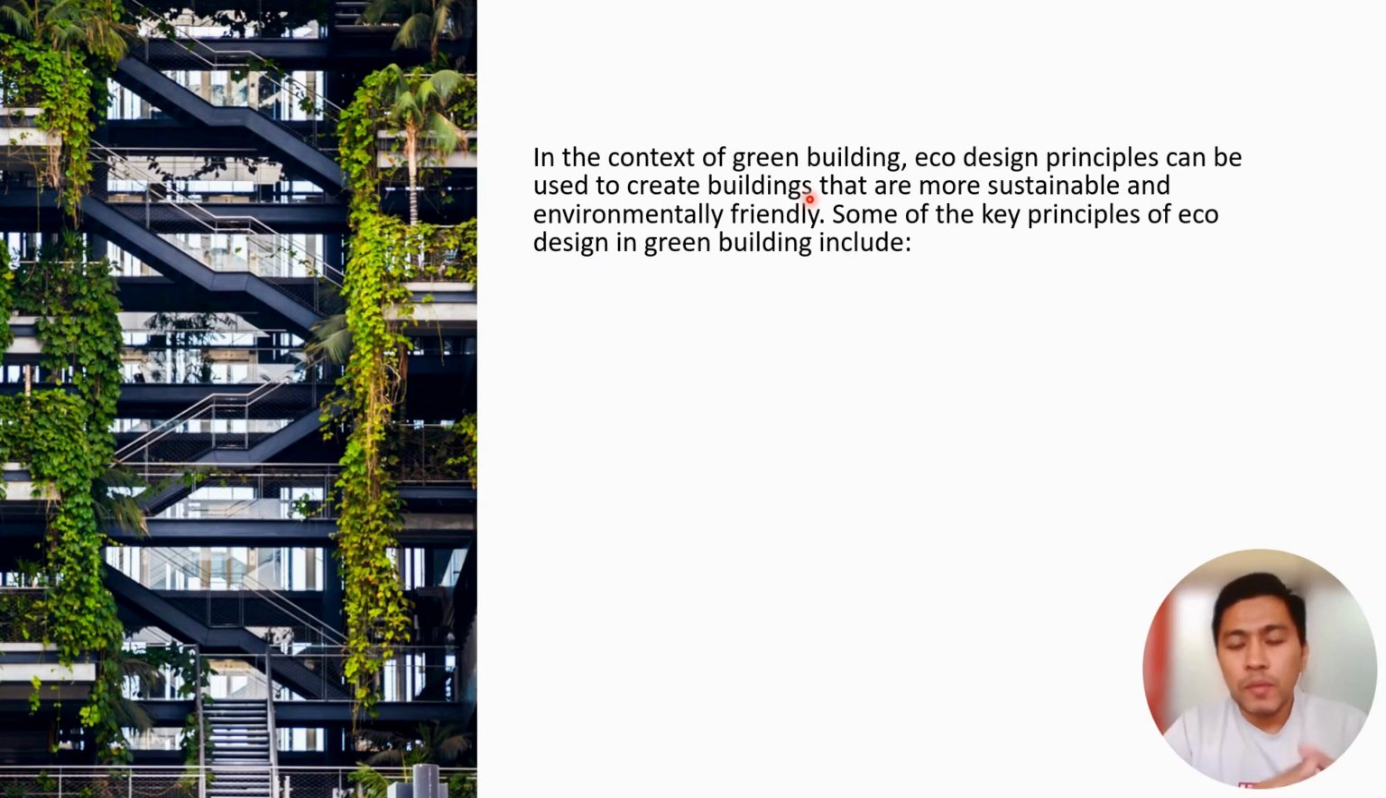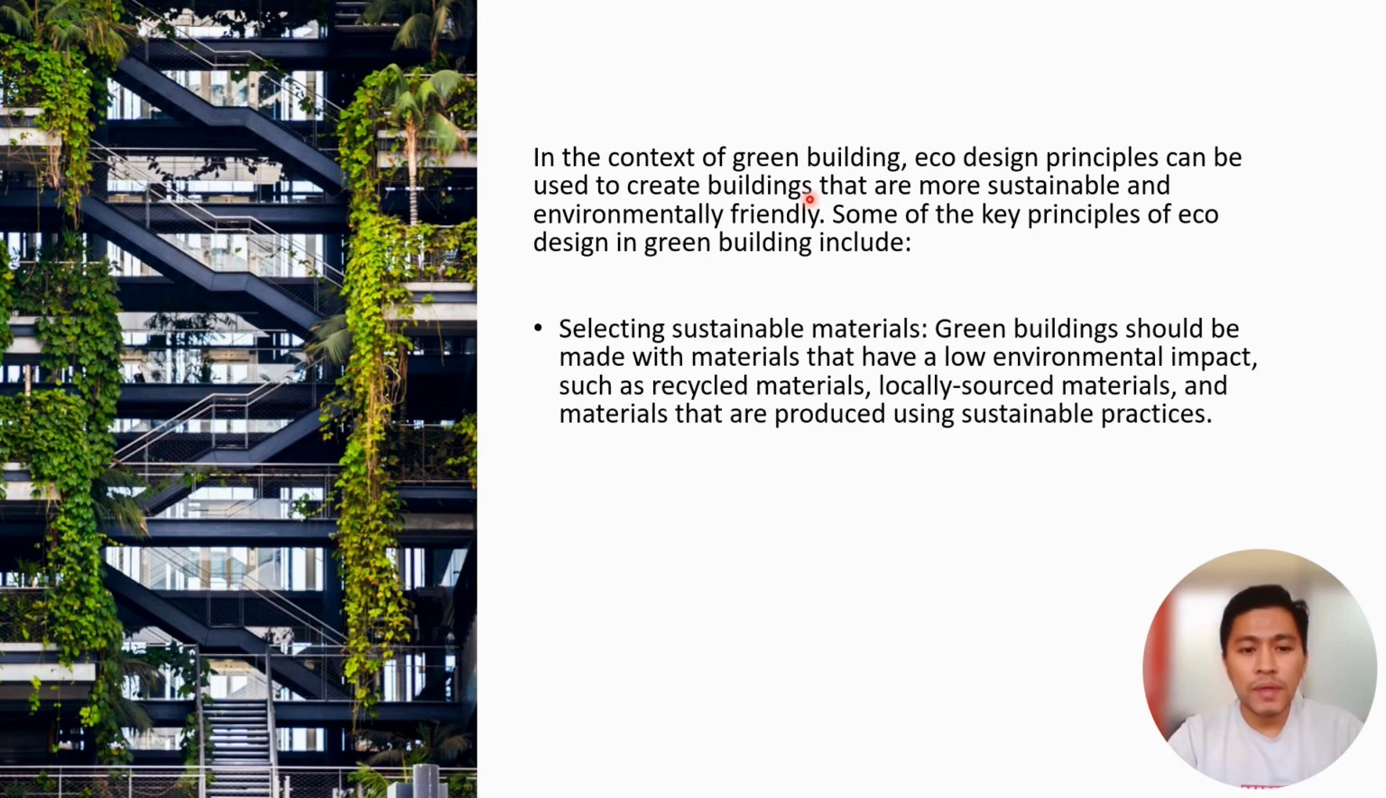In the context of a green building, eco-design principles can be used to create a building that is more sustainable and environmentally friendly. Some of the key principles of eco-design in green building include, the first one, selecting sustainable materials. A green building should be made with materials that have a low environmental impact, such as recycled materials, locally sourced materials, and materials that are harvested using sustainable practices.